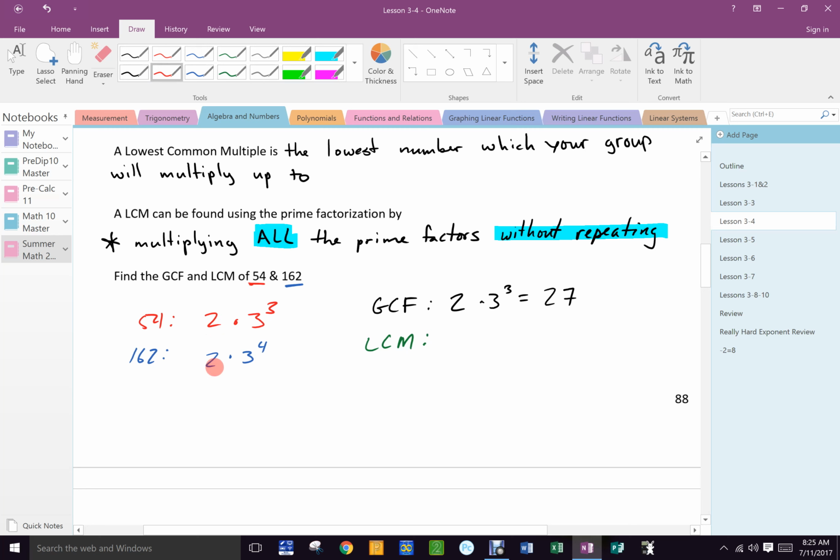The LCM requires me to multiply all of them, but without repeating. So, does 2 appear in both of them? Yeah. How many 2's do I need to multiply? 1, because I don't do any repeating. And does 3 appear in both of them? How many 3's?